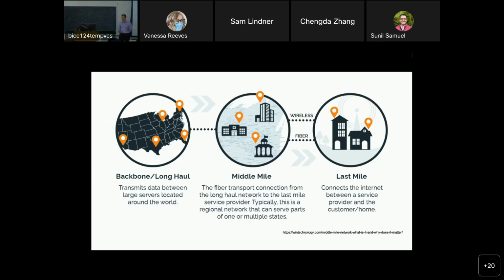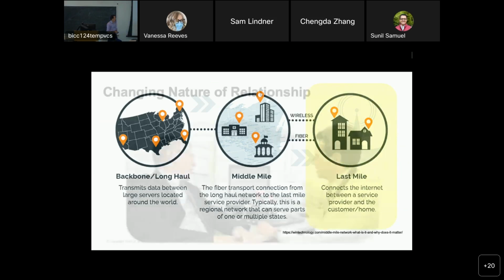Getting this into the right patients' homes, that is called the last mile. And that's kind of what participatory medicine is. There are some things we can control and some things we can't control. But when patients enter the healthcare system, that's what we do.